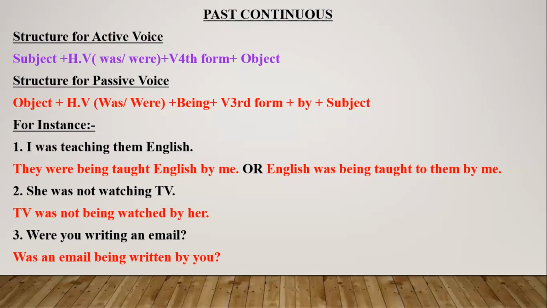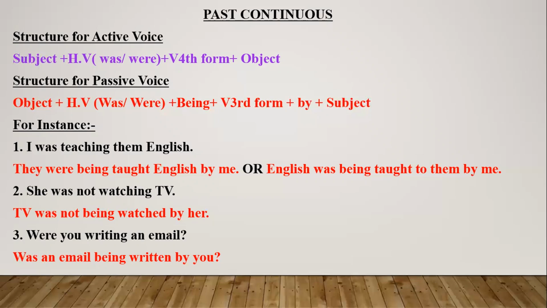Number three: Were you writing an email? That is a question, interrogative. So an email is our object. First of all, we have to put the helping verb: Was an email being written by you?